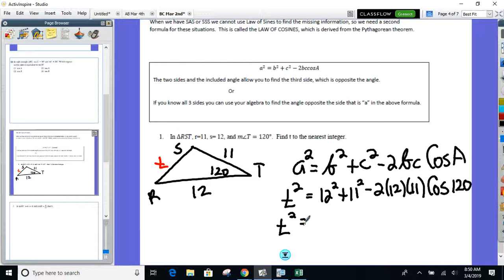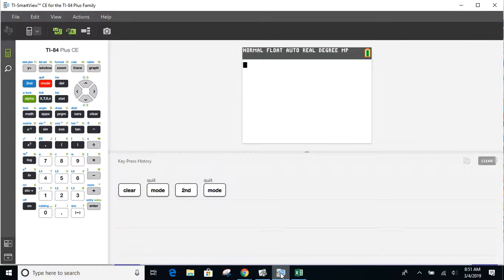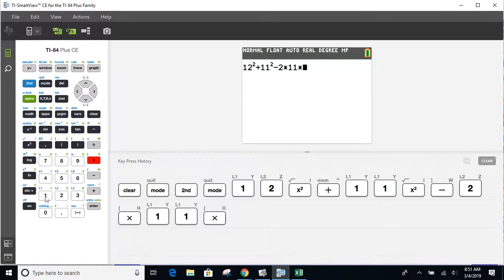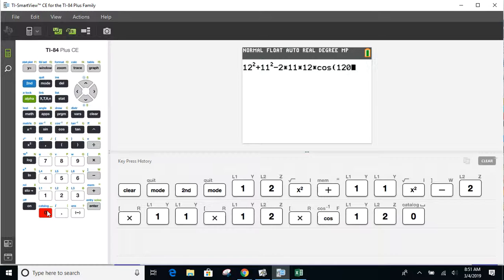You should be able to put this all in one line on your calculator. I'll do it with you. I'll get my calculator up. Okay, everyone ready? 12 squared plus 11 squared. Everyone good so far? Minus 2 times 12 or 11, whatever you had come first, times 12 times cosine 120. You should be able to put that all in one line, and it ends up being, everyone getting 397?